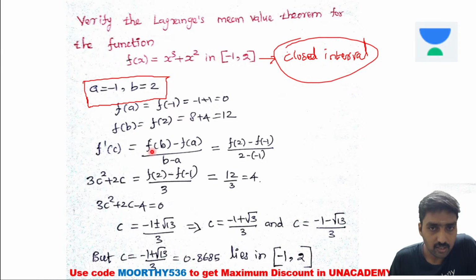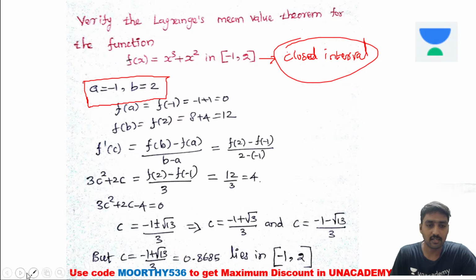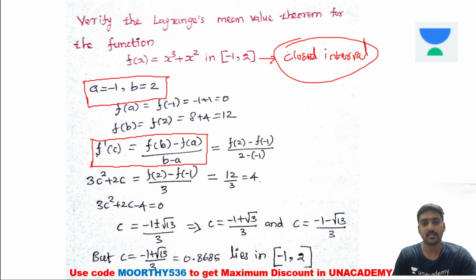Now we need to identify the function. We know the Lagrange's mean value theorem formula: f dash of c is equal to f of b minus f of a divided by b minus a. The values of a and b are already given in the question itself, the end points. Now f of a: instead of a we substitute minus 1. In this function x is replaced by minus 1. Minus 1 the whole cube plus minus 1 the whole square, minus 1 plus 1. Therefore f of a is equal to 0. Is it clear now?